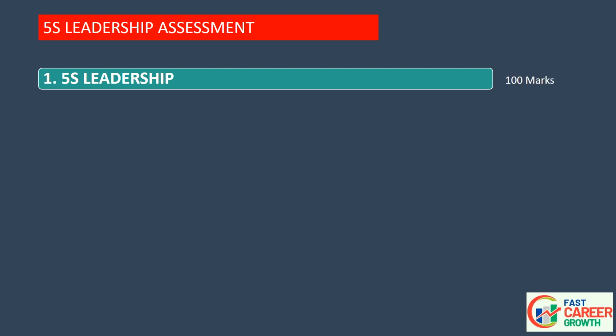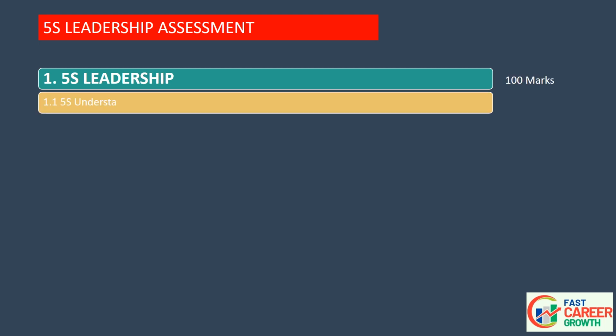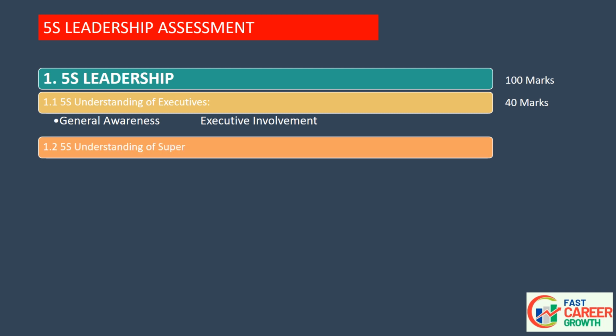Next, see what are the criteria for leadership assessment, where total is 100 points. Understanding of executives, where you check general awareness and executive involvement. Total points for understanding of executives is 40. Then 5S understanding of supervisory and frontline employees, where you check general awareness and involvement of all people. Total points here is 20.